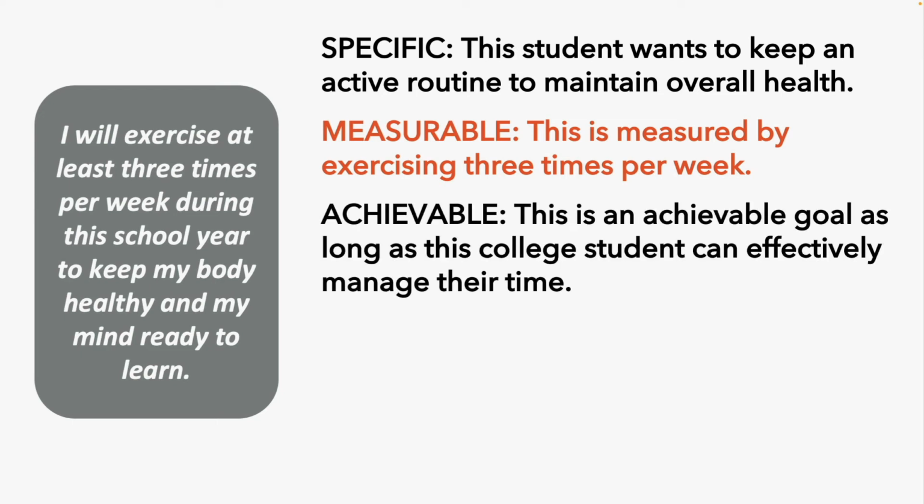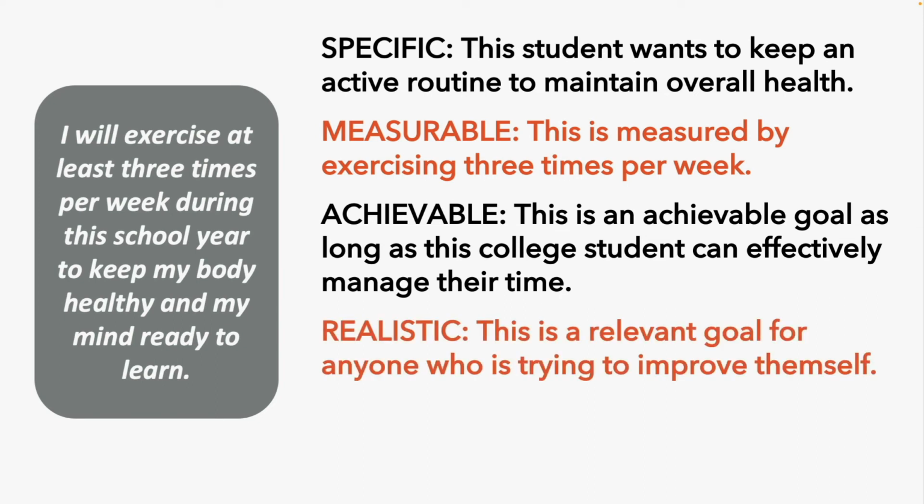The achievability, the A in SMART, this is an achievable goal by the student as long as they can manage their time. So a lot of times we can have goals that are kind of dependent on certain things happening or being done, but that's part of setting a goal, making us aware about the stuff that affects the goals we're trying to meet. The R in SMART, realism or realistic, this is a relevant goal for anyone who wants to improve themselves. All of us pretty much can benefit from more exercise.